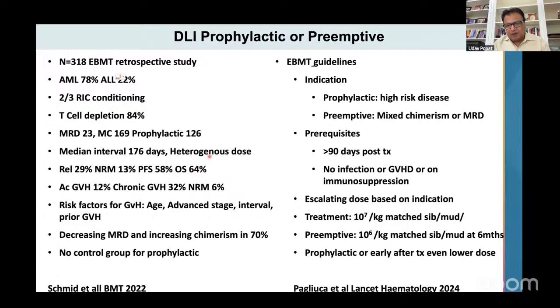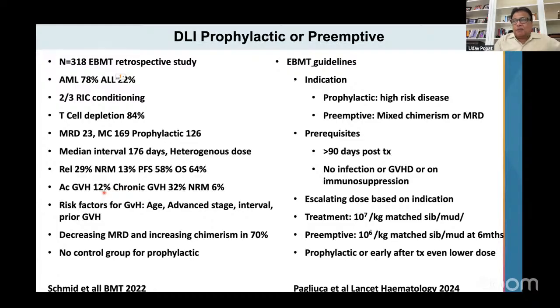But here is the summary. The dose given was heterogeneous, and what you see over here, 29% relapse rate was present. And so I don't know your relapse rate, but we see a 2-year relapse rate of 30% on average risk patients. So I'm not sure it is reducing it very much. NRM was 13% and PFS was 58%.